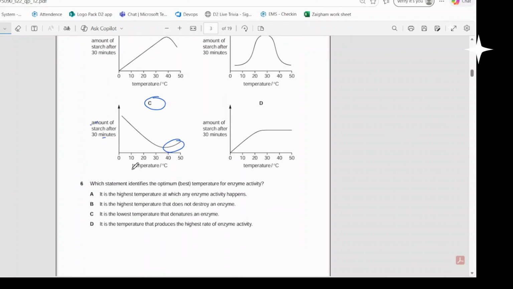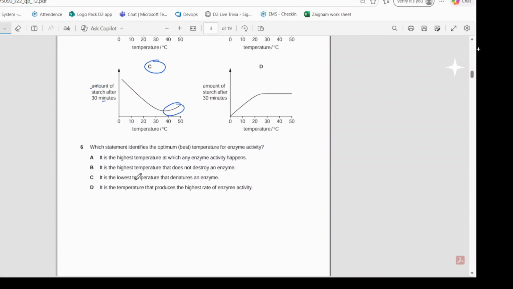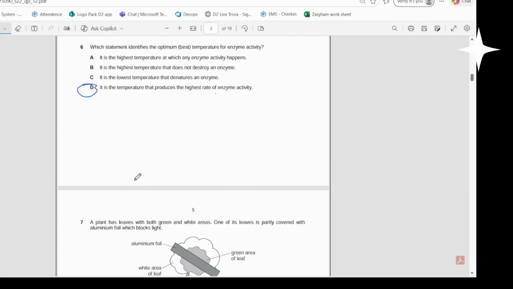There were more similar questions in past papers like these graphs. There are many. Okay, which statement identifies the optimum temperature for enzyme activity? How would you define, or how would you identify, the optimum temperature? It's D. It is the temperature that produces the highest rate of enzyme activity. The others are not correct at all.